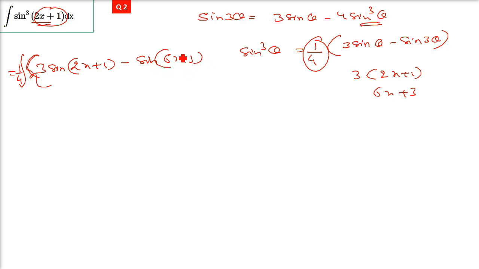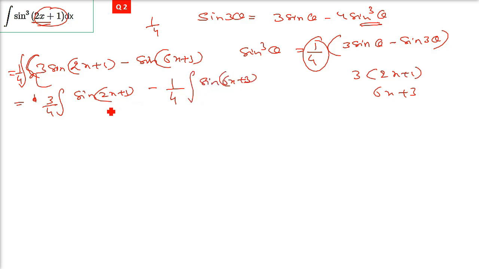But here, because 3 theta is simply 6x plus 3, we can easily regard it as just a sine theta. So 1 by 4 is already there. I'll use it later. Or you can just multiply this, take this 3 in the front, it will be 3 by 4 sine 2x plus 1 integration, 1 term will be this, and 1 by 4 multiply this is sine 6x plus 3. And see, they all are followed by dx. I'm not writing it, but it is there.